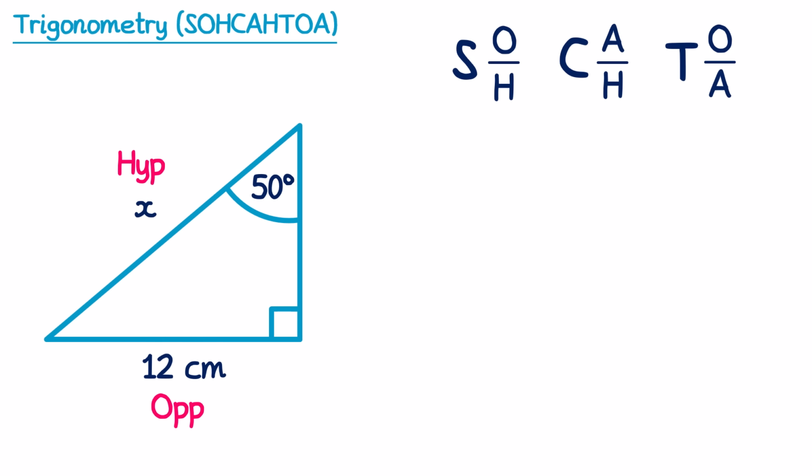Looking at the ratios, the one with O and H in it is sine. So sine of theta is the opposite over the hypotenuse. So let's substitute in the numbers. Theta is 50, the opposite is 12, and the hypotenuse is x. Now this is different to all of the questions that we've done previously. In the previous questions, the x was on the top of the fraction on the right hand side, but this time the x is on the bottom, and that changes our approach.